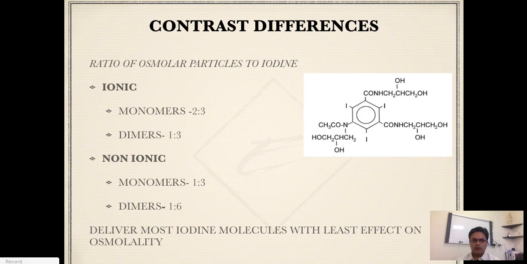So when you're selecting your contrast, the non-ionic dimers are the ones which are delivering the most iodine molecules with the least amount of osmolality. Why? Because they're dimers, so each benzene ring is contributing 3 iodine molecules. So total iodine molecules are 3 into 2, which is equal to 6. And because they're non-ionic, there is only one osmolar particle. There are no anions and cations. So you get a ratio of 1:6.